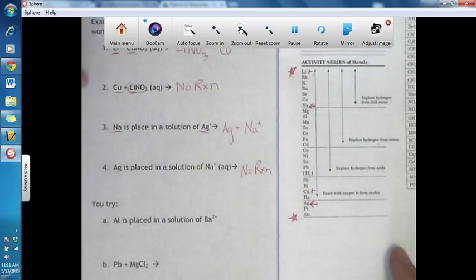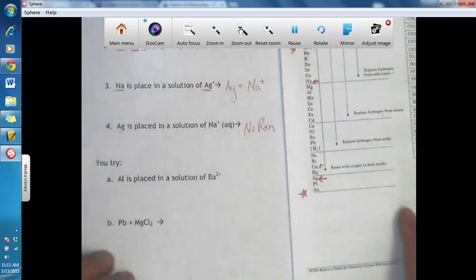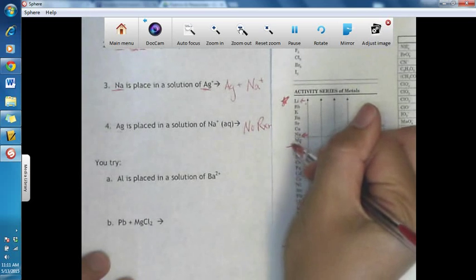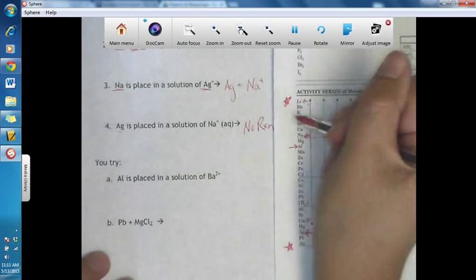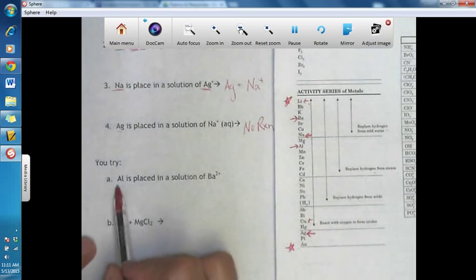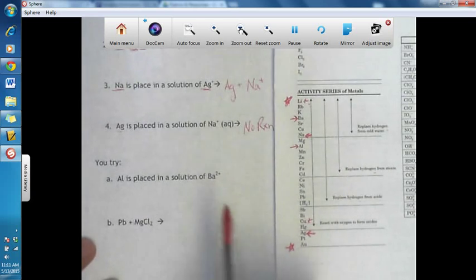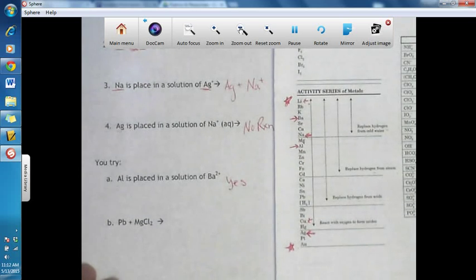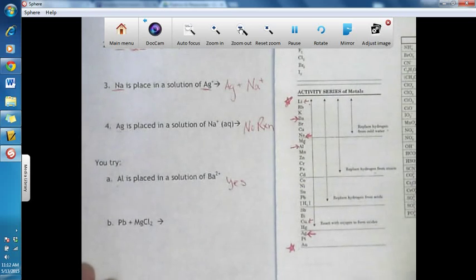Go ahead and try our next one with aluminum and barium. Aluminum here, barium here. Would aluminum switch out with the barium? Yes, because barium is a higher compound. It's a higher metal on our Activity Series.